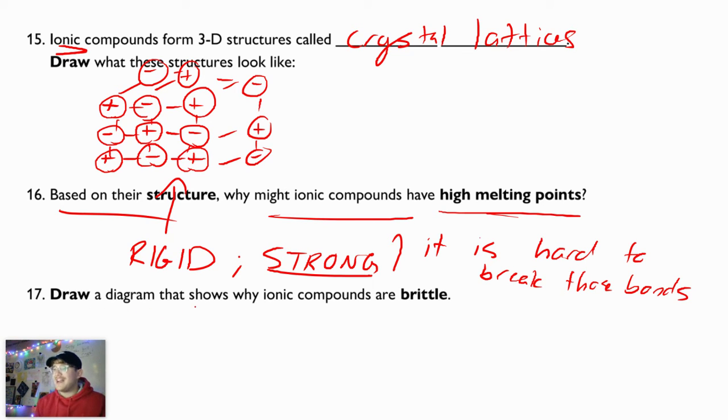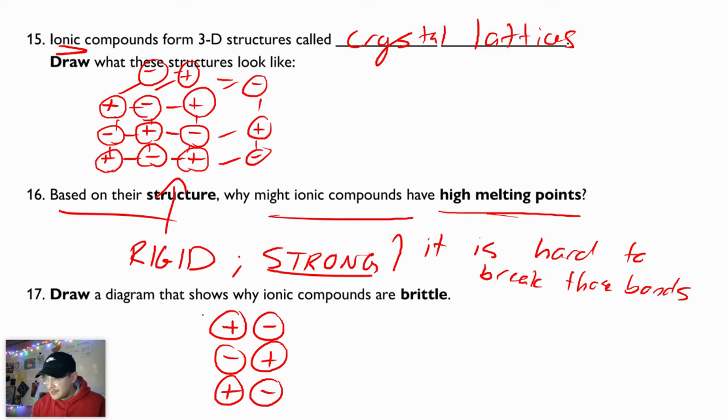All right, draw a diagram that shows why ionic compounds are brittle. So this kind of goes back to the notes as well. Why is it brittle? Well, think about it this way. If we're looking at our lattice, and we're just looking at a piece of the crystal, kind of looks like this. We got this every other charge going on. But let's say that we hit this thing with a hammer, okay? Can I draw a hammer? It's a nice mallet. Boom, okay? We're hitting this crystal with a hammer.